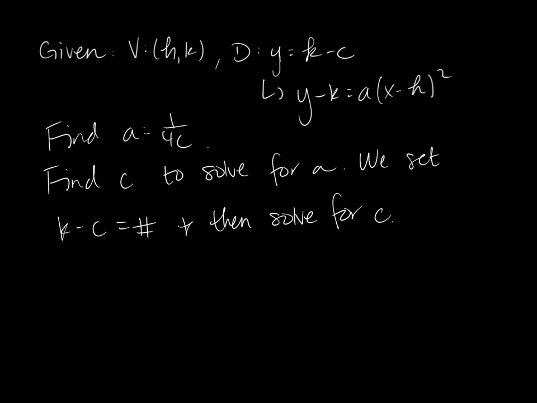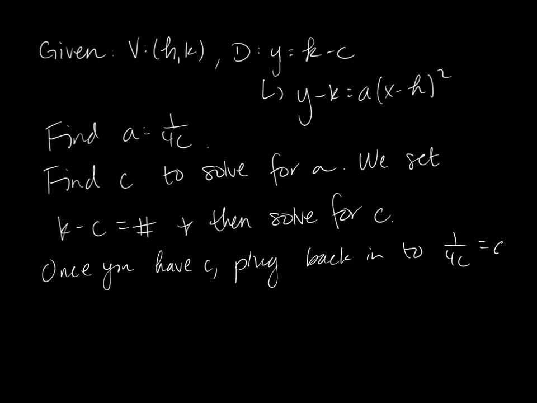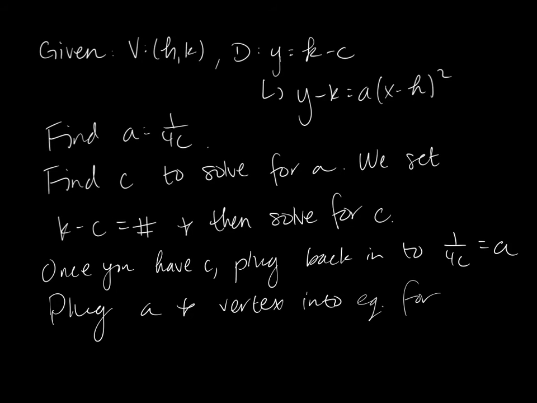Now some of you are probably like, well, we have two variables just like we did in the last one, and we don't know what k is, but you do, okay? You always have k because k is part of the vertex, so don't forget that. And so then once you have c, you can plug back in to 1 over 4c, which is a, and then plug a and vertex into equation for parabola. And that's it.